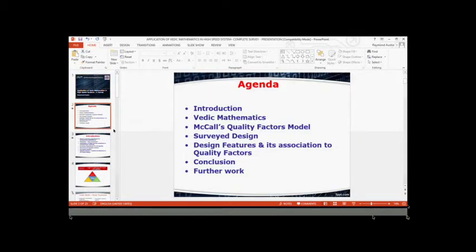The agenda is the introduction, a bit about Vedic mathematics, McCall's quality factor model, and the survey design. There are 10 designs that were surveyed, and their association with the quality factors, then the conclusion and further work. I will start with the introduction.